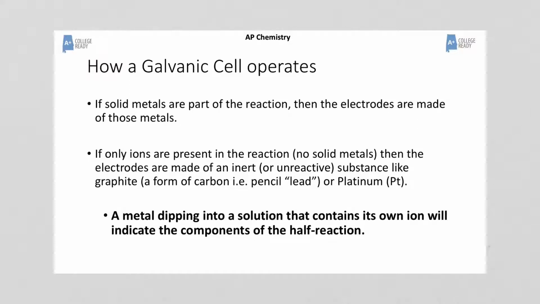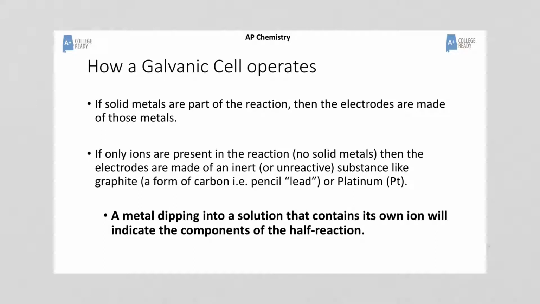And I'll just go through these as a reminder. If you have a metal dipping into a solution that contains its own ion, then those are going to be the components of its half reaction. There are cases that we will see where there are 2 ions in the half reaction, like we've already seen earlier. We had an Fe2 plus and an Fe3 plus ion, or we'll see it later if not. Neither of those are solid metal.